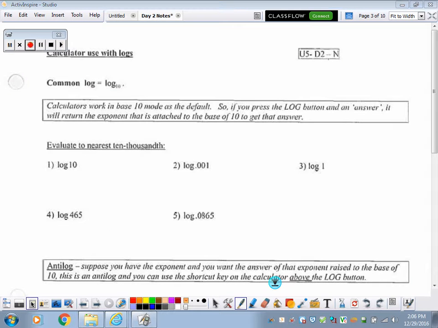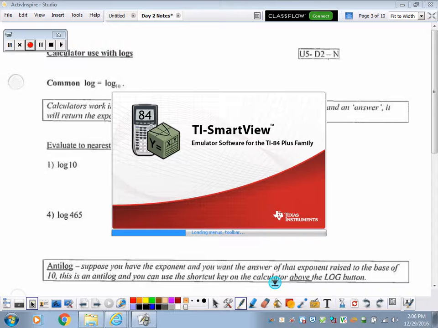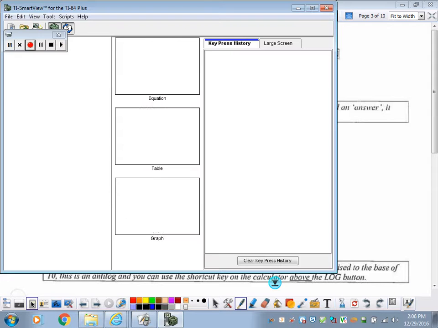So let's bring the calculator up. And if you haven't gotten yours yet, this is a good time to go get it or take it out of your backpack.